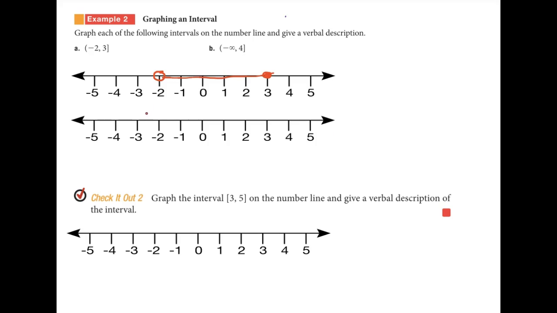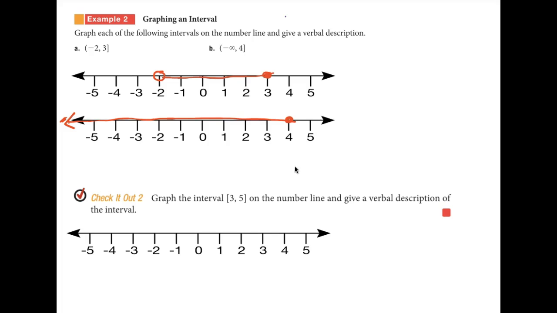All right, the next one goes from negative infinity, which is over here, up to 4, and 4 is included. So 4 is going to have a solid circle, and you're going to draw a line all the way and then put an arrow over here so that you show it going all the way to infinity. All right, next I'd like you to try giving a verbal description of this next interval and graphing it on a number line on your paper.